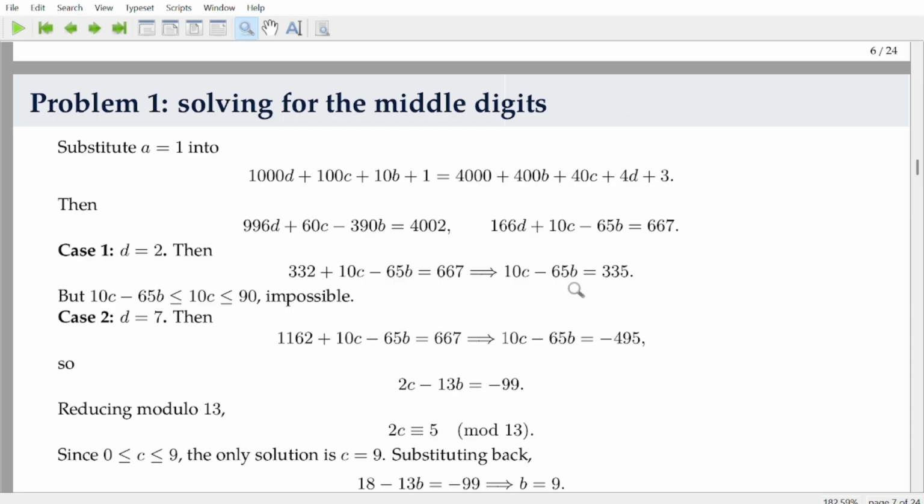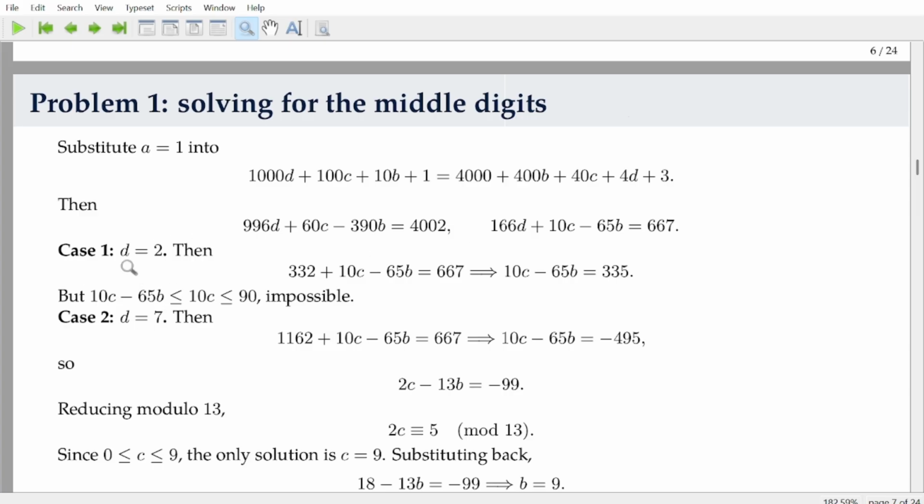However, at this point, if we're assuming that 10c minus 65b is equal to 335, but we know that 10c minus 65b is less than or equal to 10c, which is less than or equal to 90, then that's impossible. Because we can't have 10c minus 65b being equal to 335, but also being less than or equal to 90.